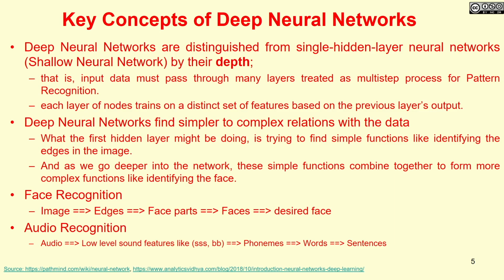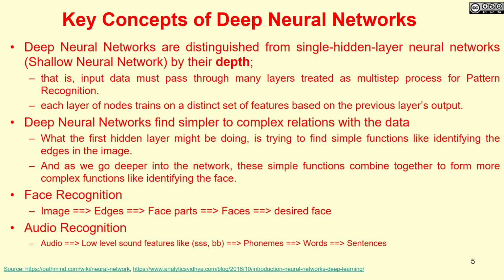Now, what are the key concepts of deep neural network? Deep neural networks are distinguished from single hidden layer neural network, that is shallow neural network, by their depth. So, what is meant by depth? It is nothing but the number of layers. That is, the input data must pass through many layers, treated as a multi-step process for pattern recognition, and each layer of nodes trains on a distinct set of features based on the previous layer's output. So, that is the key concept behind the deep neural network.